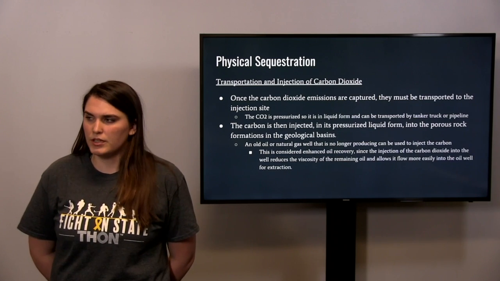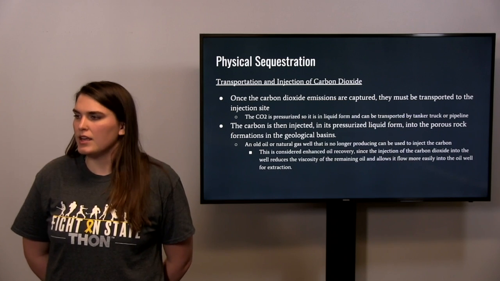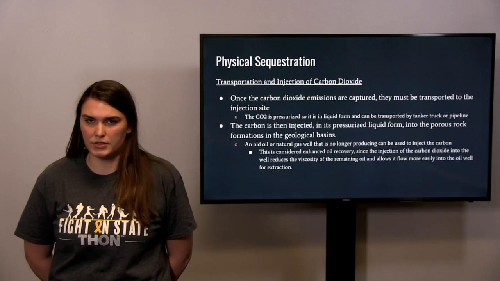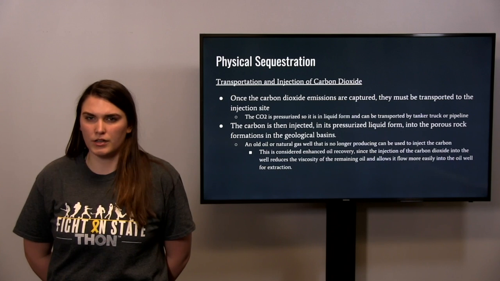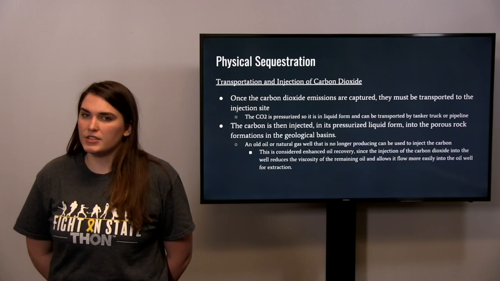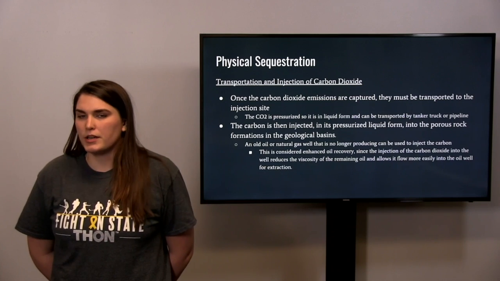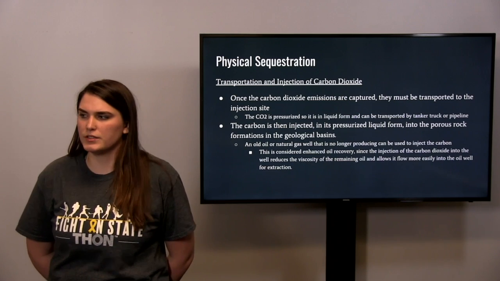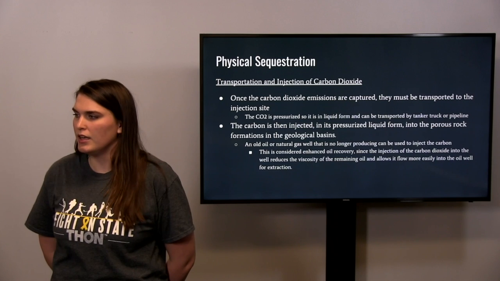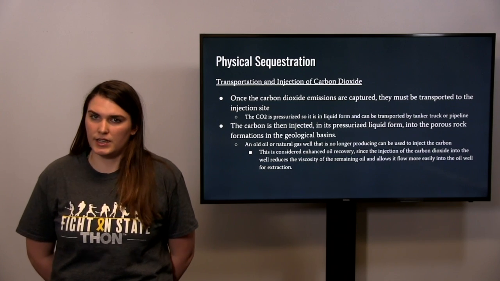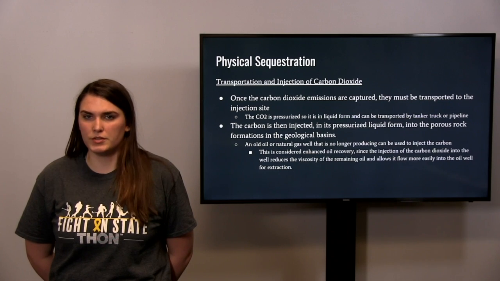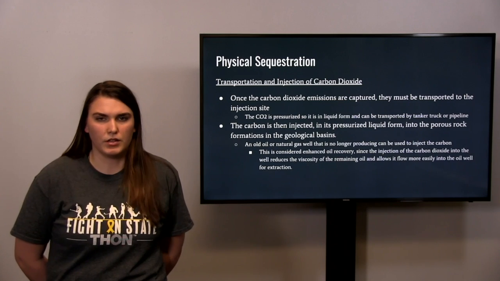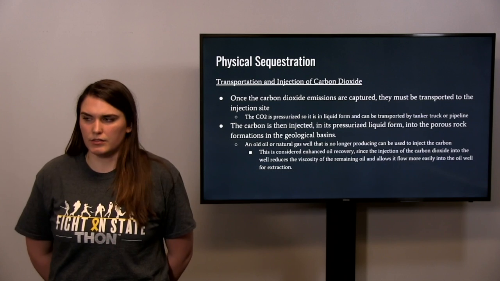Then you have to transport the carbon dioxide that you captured at the plant, and this is usually done by pressurizing the CO2 so it is in liquid form, so it can be transported by tanker truck or by pipeline. The carbon is then injected into the old well in its pressurized liquid form into the porous rock, where it will either stay or it will be used for something called enhanced oil recovery, which is when the carbon dioxide is injected into old non-producing oil wells to reduce the viscosity of the remaining oil and allow it to flow and be collected more easily later on.